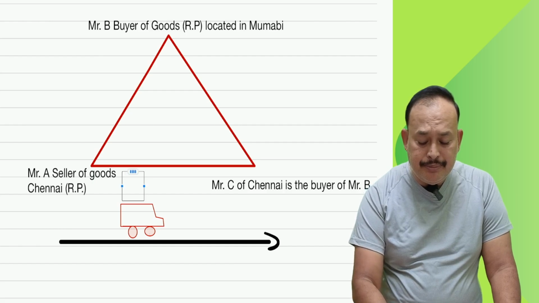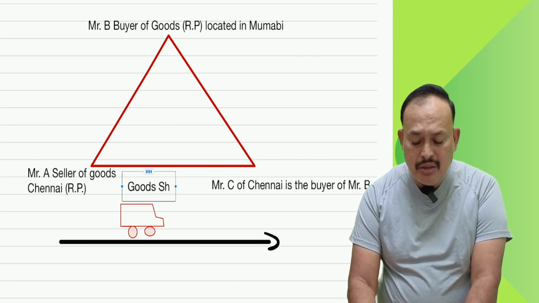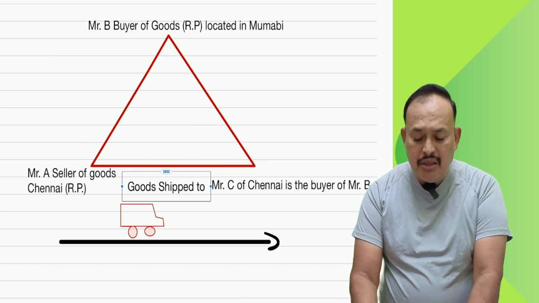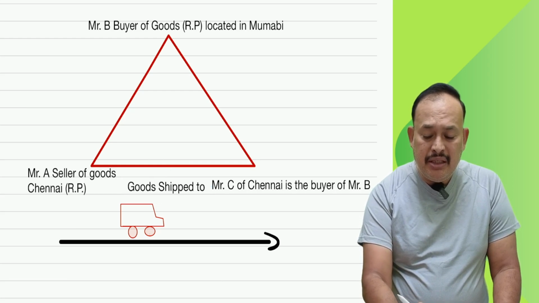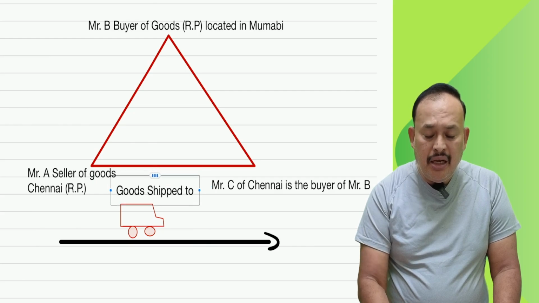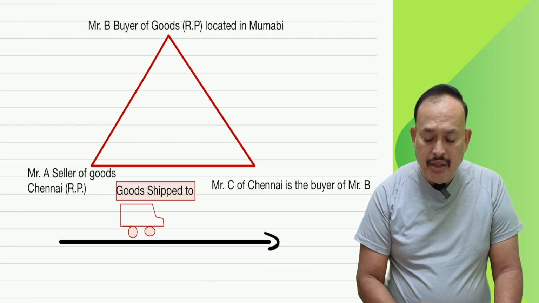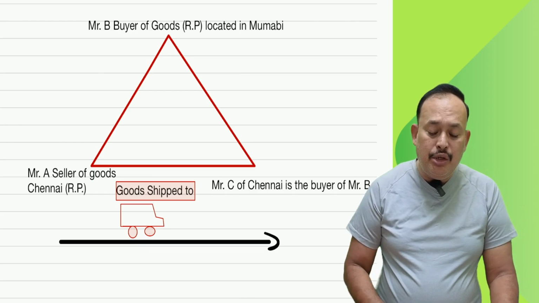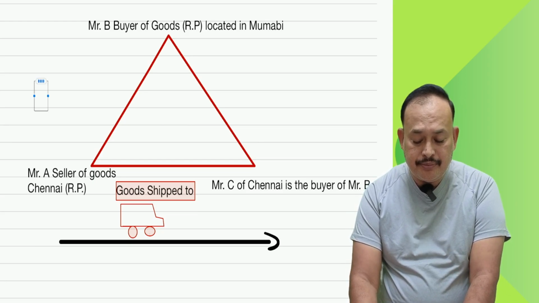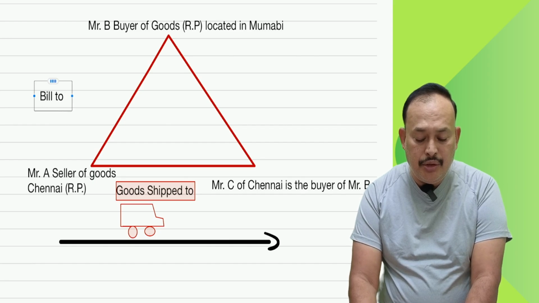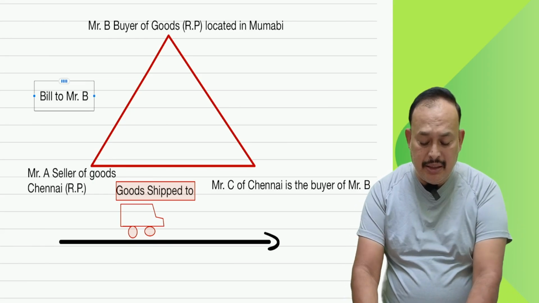Now, what happened here? Goods have been shipped to the Chennai person. Who shipped these goods? Mr. A. On whose direction? On Mr. B's direction. The goods have been shipped to the Chennai person. And billing to whom? Billing to Mr. B, by the seller.